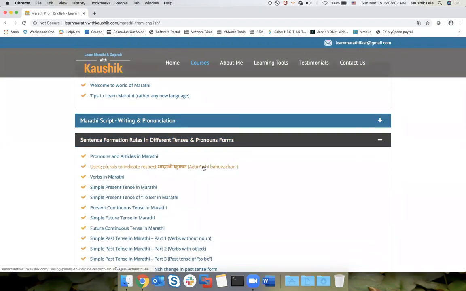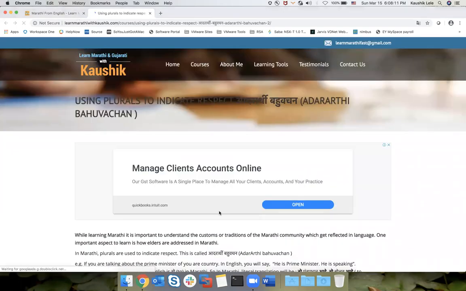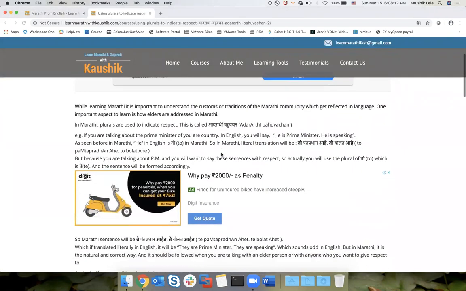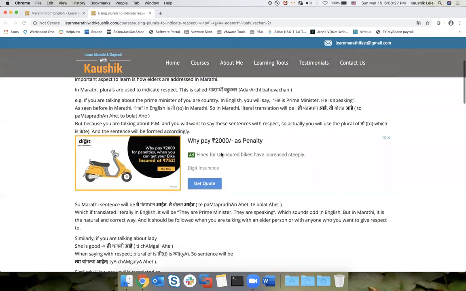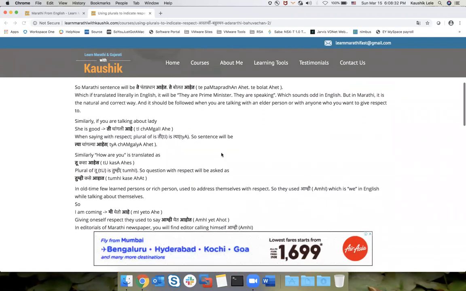And then this one I have not noticed, that you actually change the noun as well, because the one I know is that you change the verb. So are you talking about this concept, using plural to indicate respect? Yes, yes, it is. Adhar Arti Bahu version. So Adar means respect, and Bahuvachan is plural. Yes. What's your question?